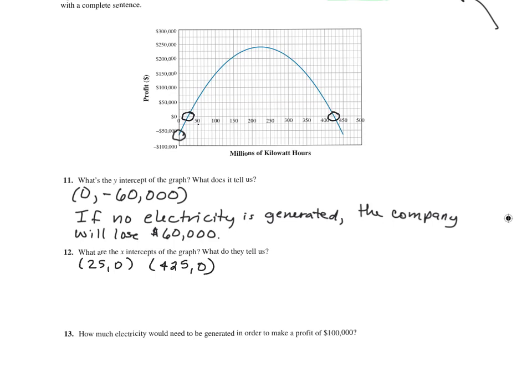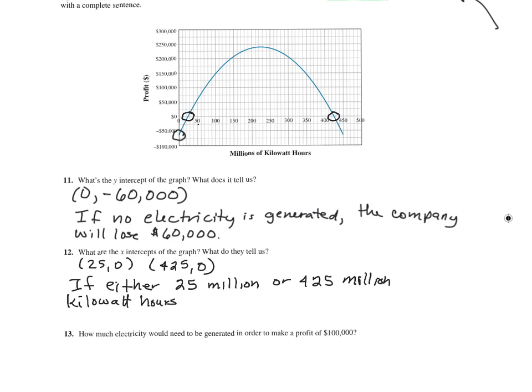So it looks like if either 25 million or 425 million kilowatt hours are generated, the company will break even.